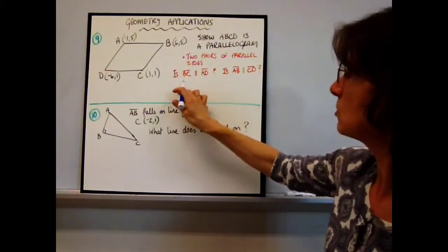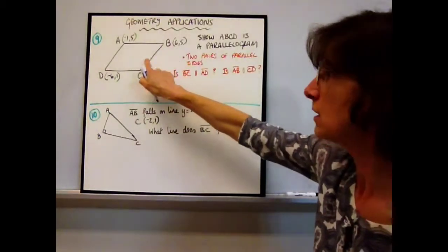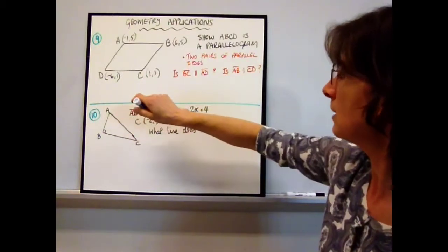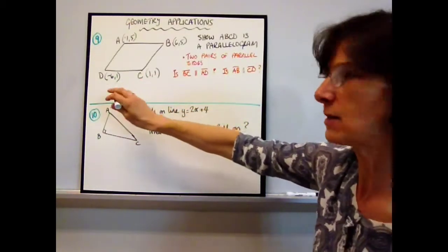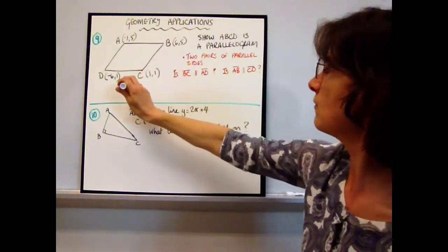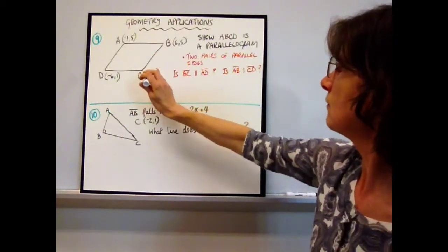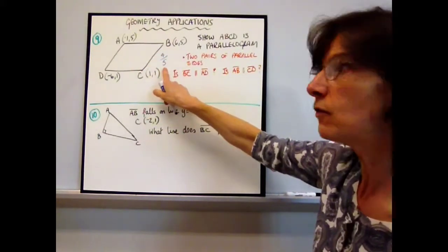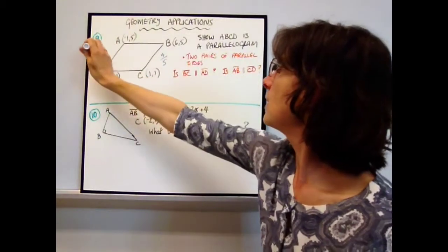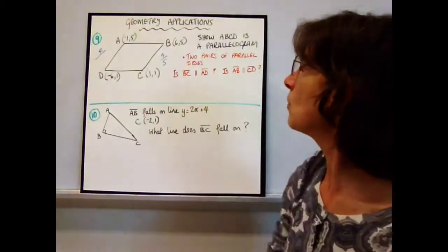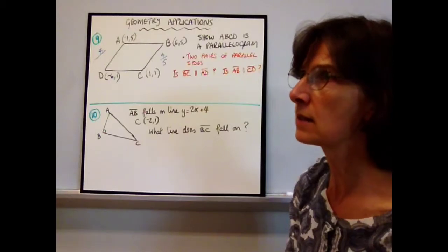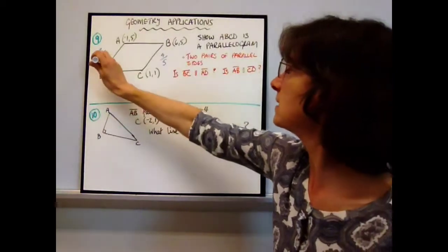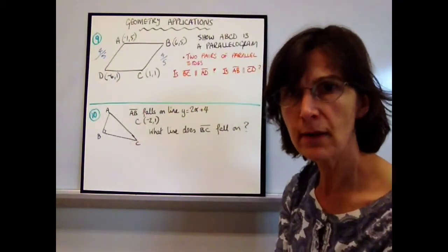Parallel means same slope. So I just got to find the slope between those two points, slope between those two and compare, and then the other pair. Remember slope formula, y sub 2 minus y sub 1 over x sub 2 minus x sub 1. So 5 minus 1 is 4, 6 minus 1 is 5. That has a slope of 4/5. This one, 5 minus 1 is 4, negative 1 minus negative 6 is negative 1 plus 6, and that is 5. So that pair is parallel.